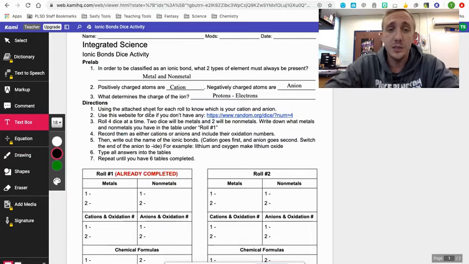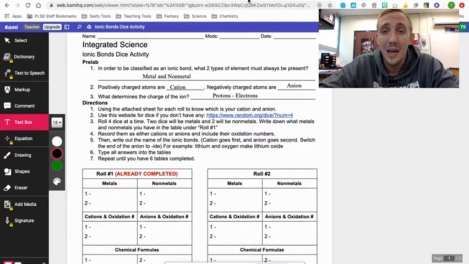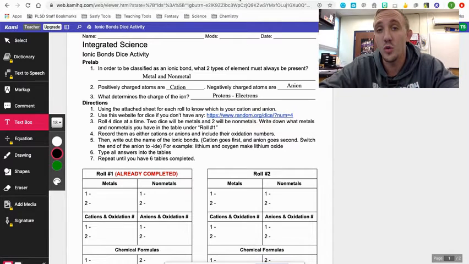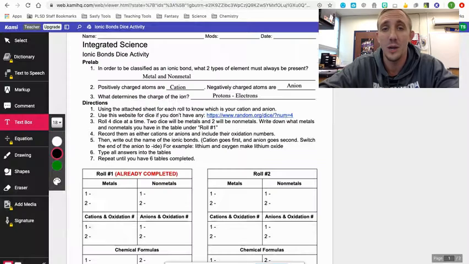You need to use the website for the dice if you don't have any. If you have dice, you can just use them. But I've posted a website for you that will do a dice roll. Here's the dice roller, and I'm going to show you how to use it. I have this up on a different screen.